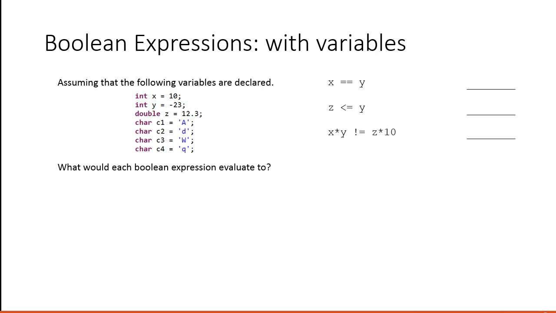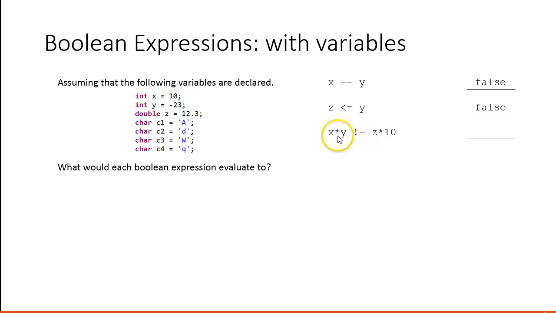And we eventually will apply them to variables. So on the left-hand side here, I have a snippet of code where we have 2 integers, a double, and 4 chars defined. And over here, this would be read, is x equivalent to y? And if we look at the values contained in x and y, that's obviously false. Is z less than or equal to y? So we look at the values again. Z is 12.3 and y is negative 23, so that's false.